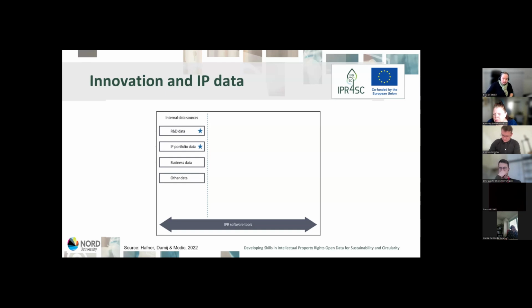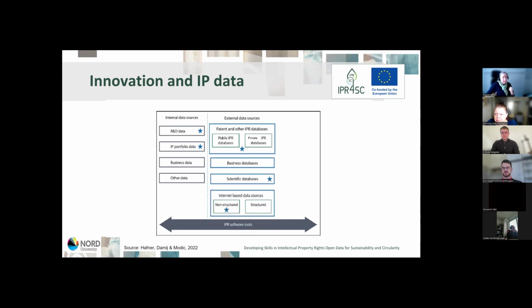Aside from this internal data, because you should never look at it in isolation, right? It's also a variety of diverse external data sources. First, we have the intellectual property rights databases. They can be public, they can be private. I'll say a few words about that as well later on, but also other types, right? Can be business databases, right?